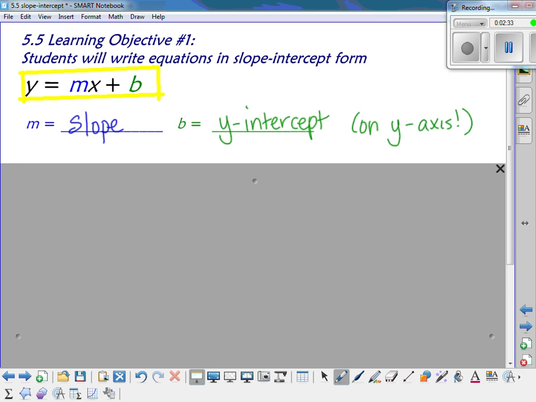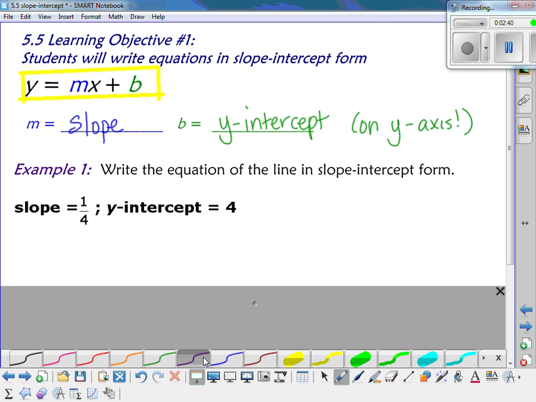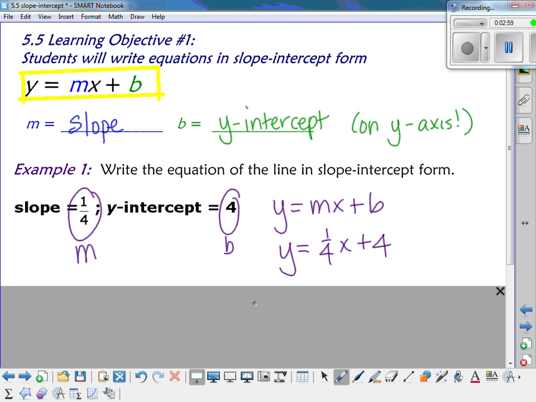Okay, so for example 1, we're going to write the equation of the line in slope-intercept form. So y equals mx plus b. My slope is m. The y-intercept is b, so all you have to do is rewrite it, putting those values in. So instead of m, I write 1/4. Instead of b, I write 4. And that's all you have to do for those problems. It's just plug in the values they gave you. Okay?